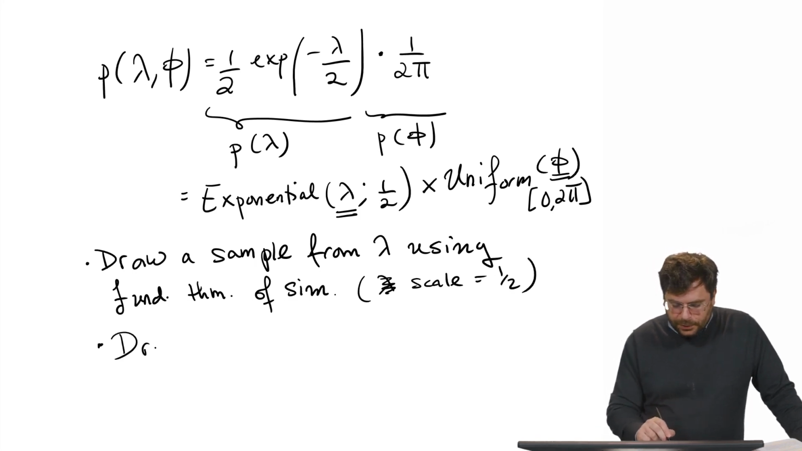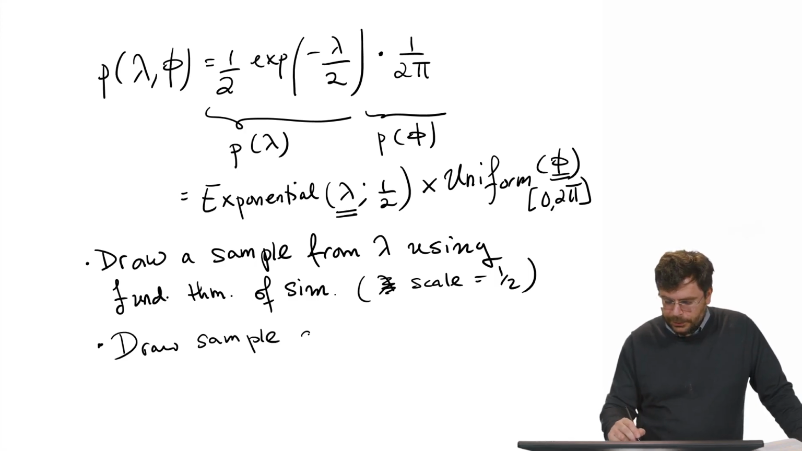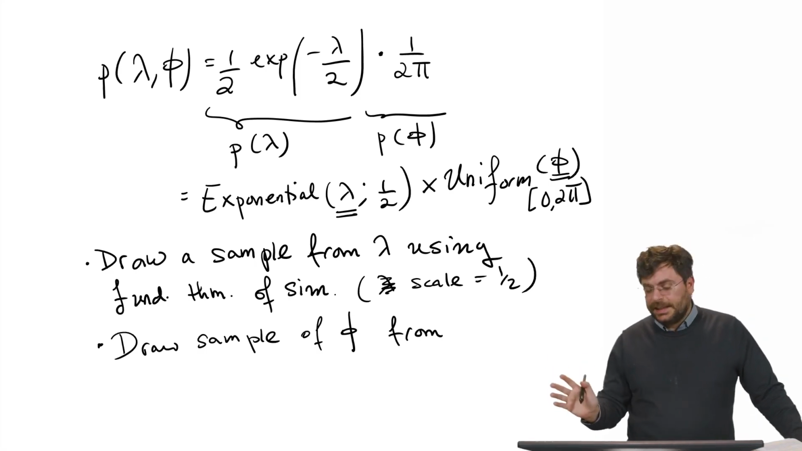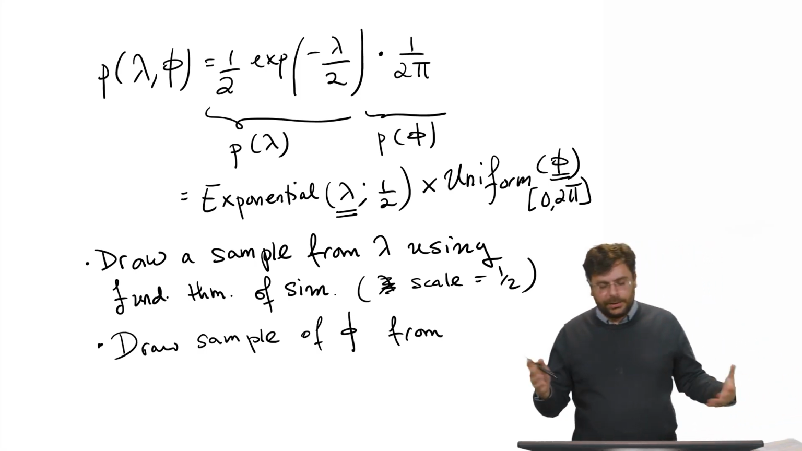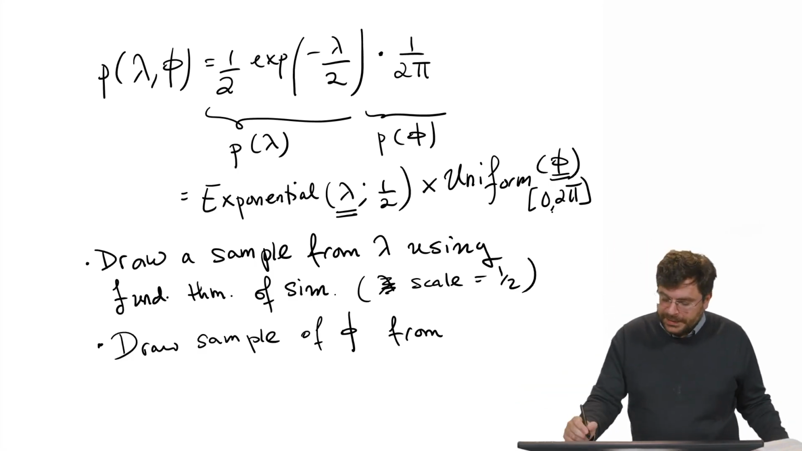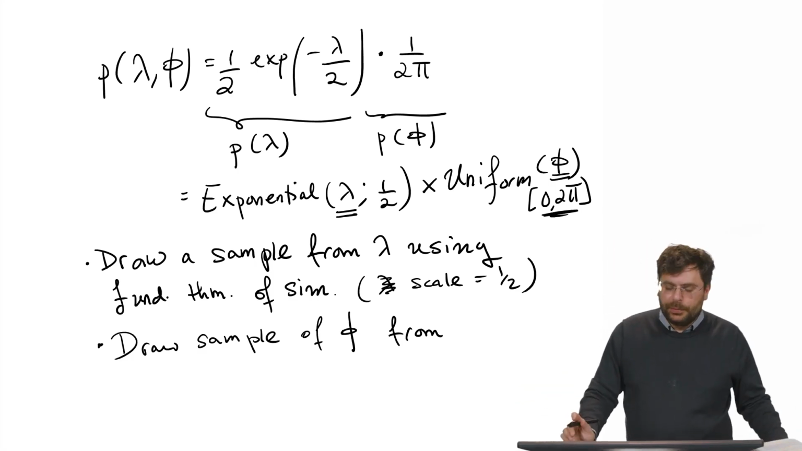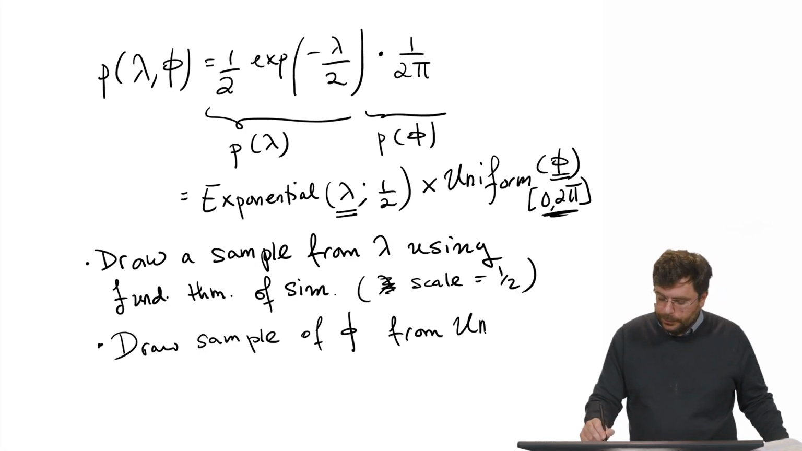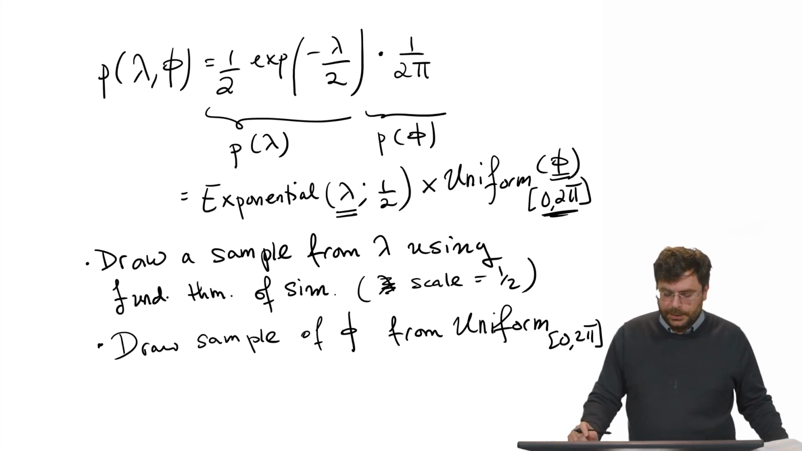And then I draw a sample of phi. And this one, I don't need anything. I can just use my uniform random number generator provided to me by my computer, except I need to be a little bit careful. Computers sometimes ask you what the bounds of your uniform random number are. Instead of choosing 0 to 1, you will choose 0 to 2 pi. So draw a sample of phi from the uniform, but keeping in mind that it's uniform 0 to 2 pi and not uniform 0 to 1.